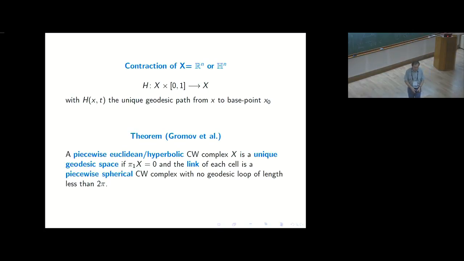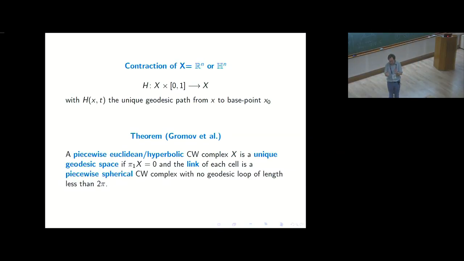So based on that idea, Gromov and others said, well, let's generalize this. Now there are some words in blue, boldened, so I'll explain the words. Let's suppose that we have a CW complex X. Let's suppose that it's piecewise Euclidean or piecewise hyperbolic. What do I mean? Well, let's say piecewise Euclidean.